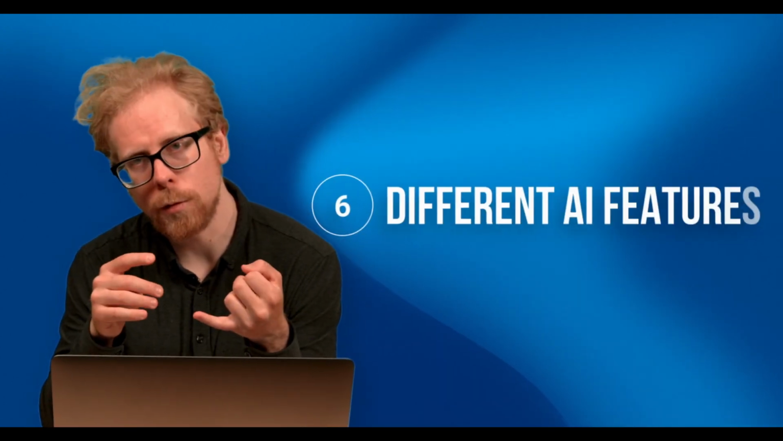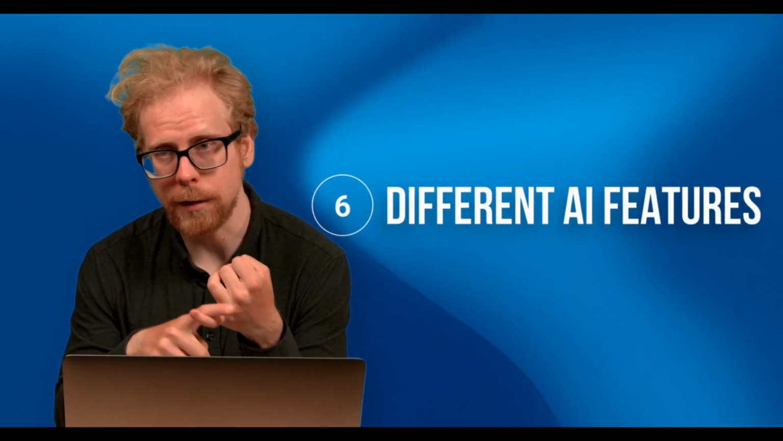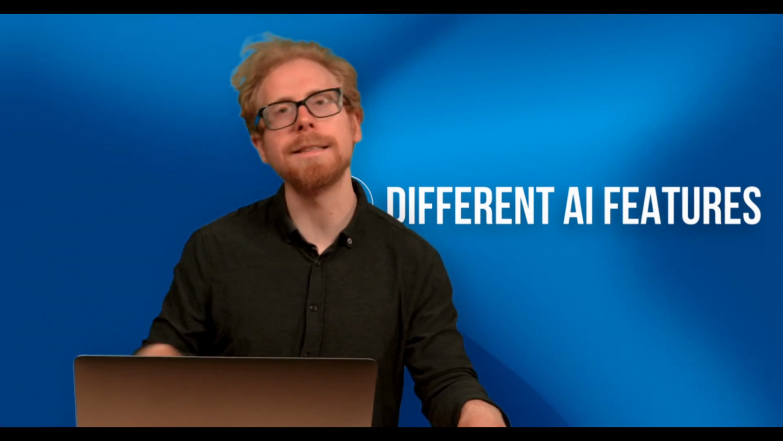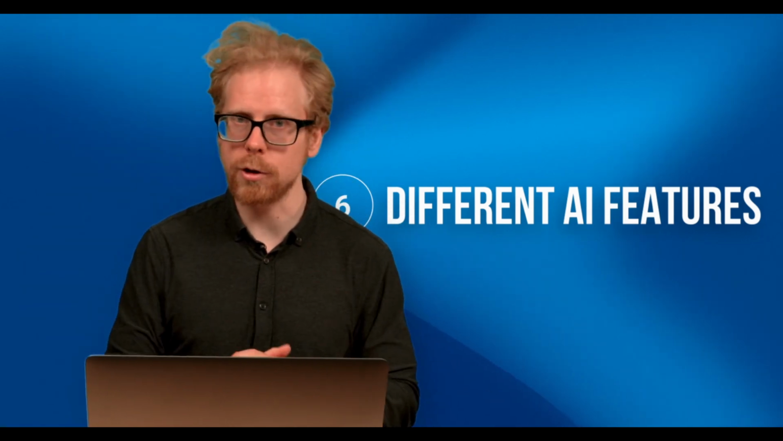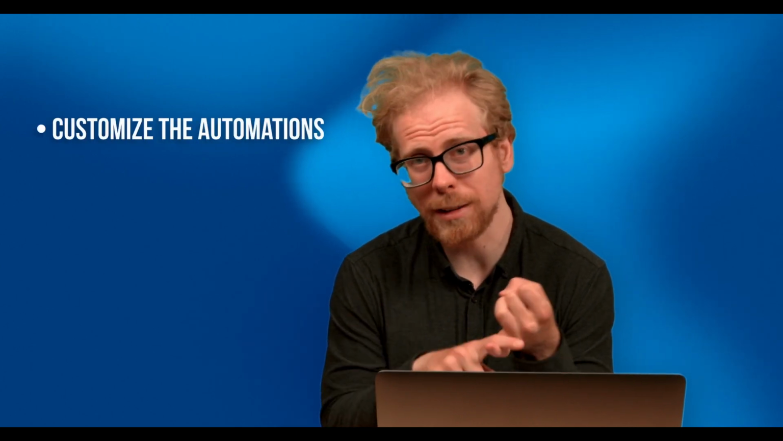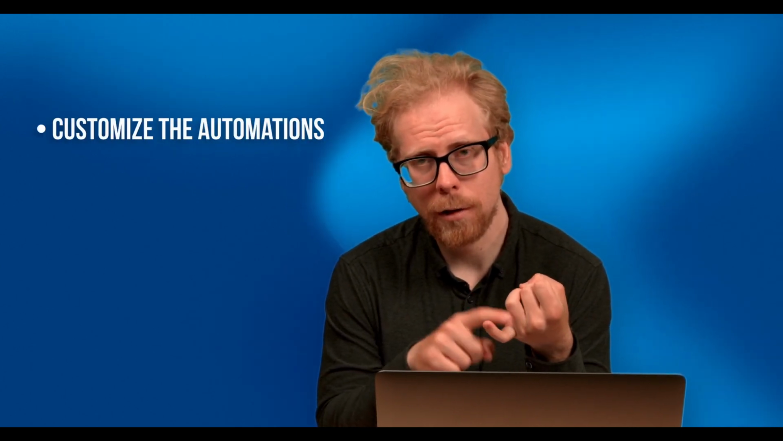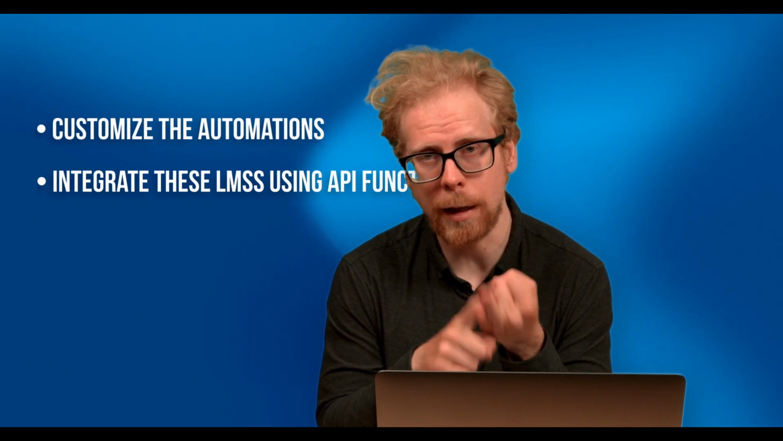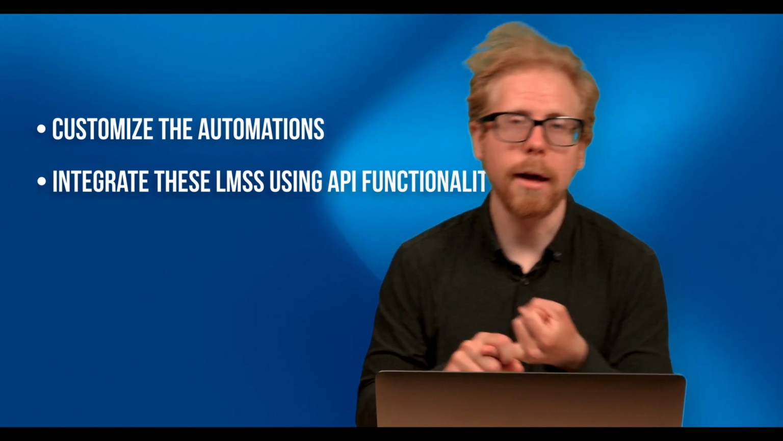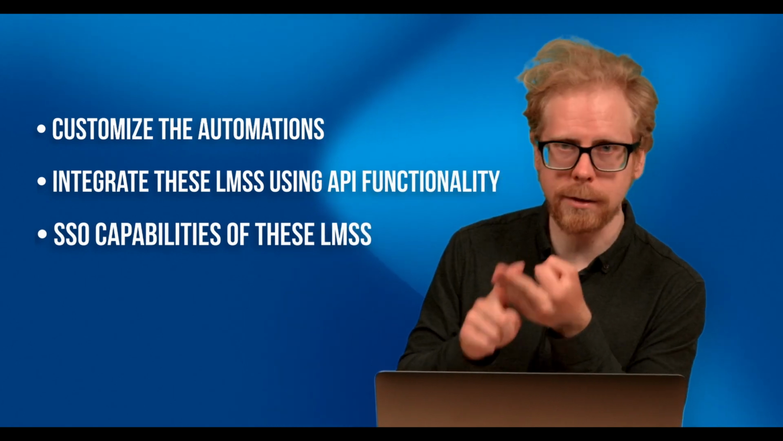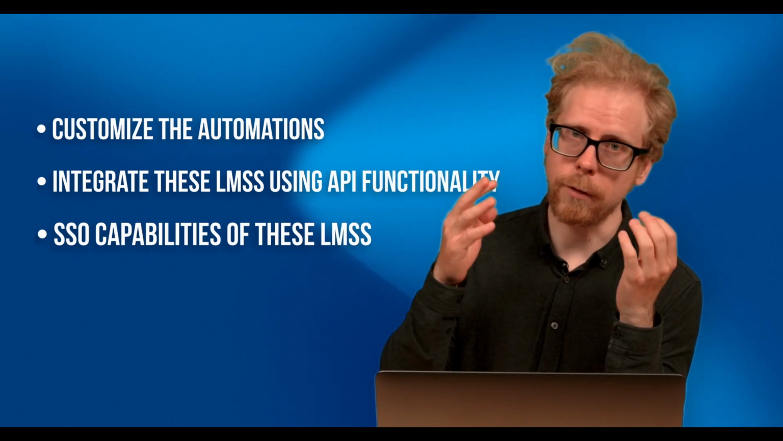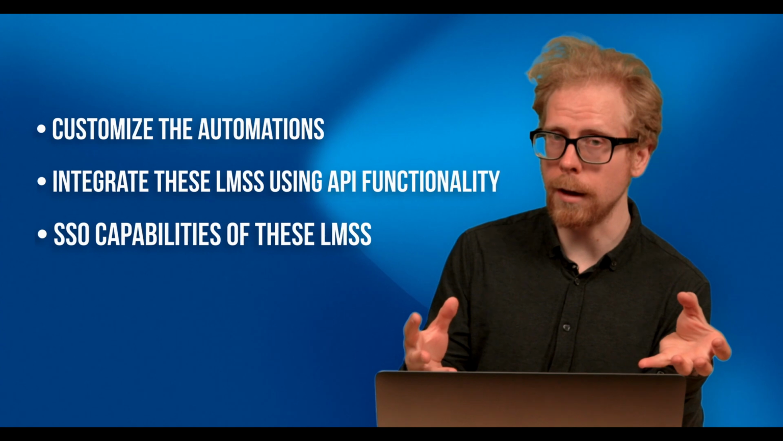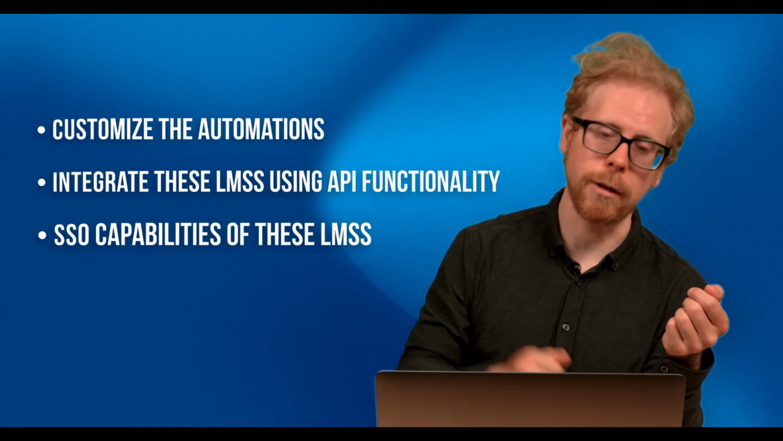Then we're going to go through different AI features that these systems have. They are vastly different depending on which LMS you're talking about. Then we're going to go through how you can customize the automations, how you can integrate these LMSs using API functionality, and if these LMSs have SSO capabilities. If you don't know what those mean right now, we'll learn later in this video.